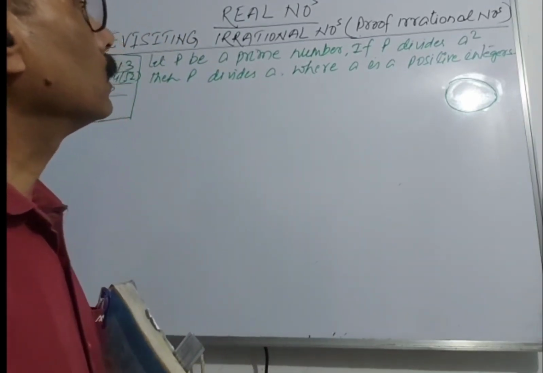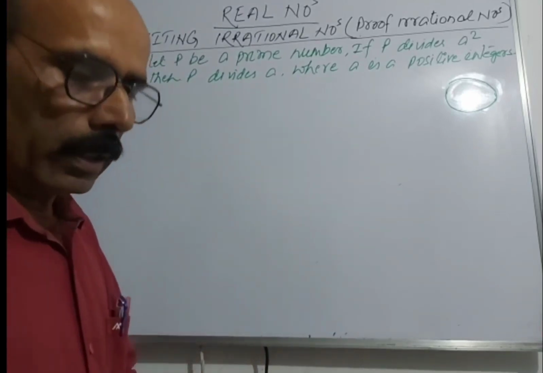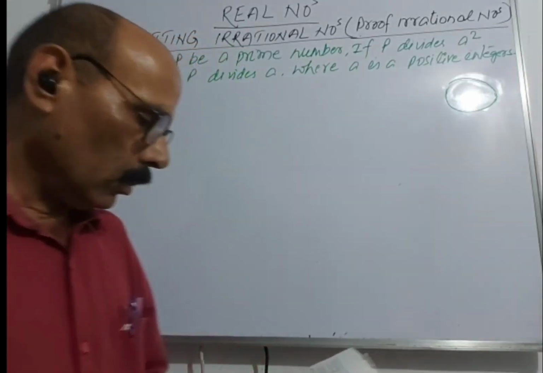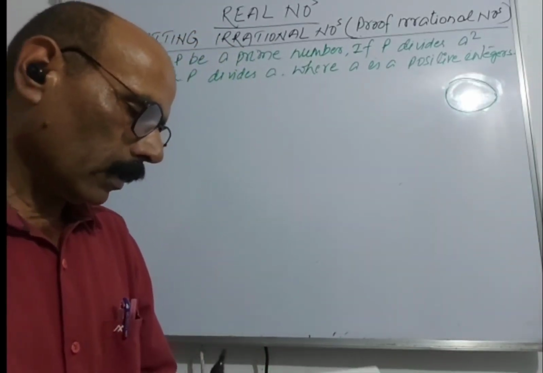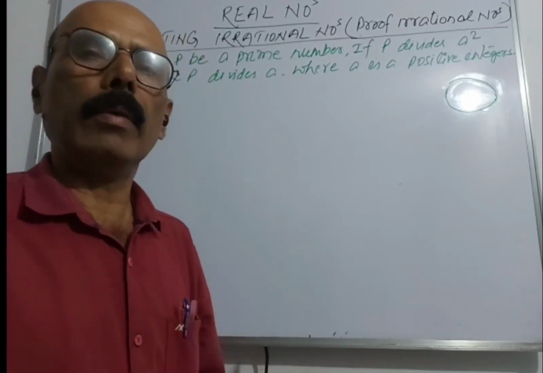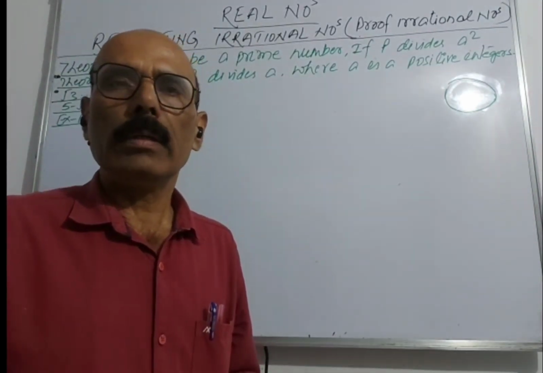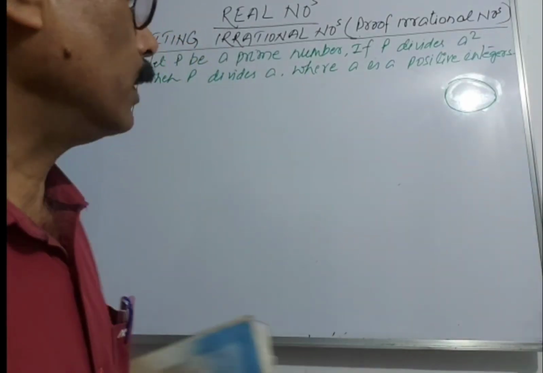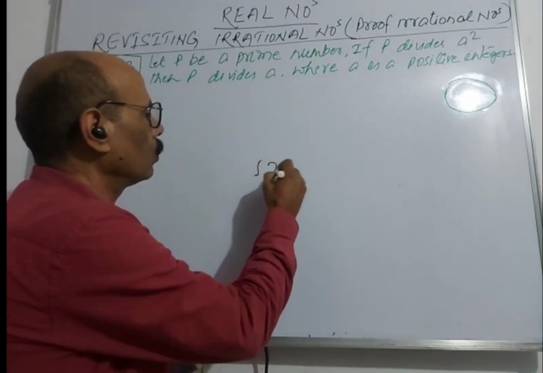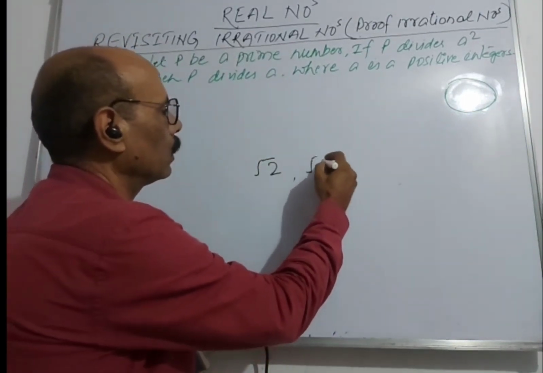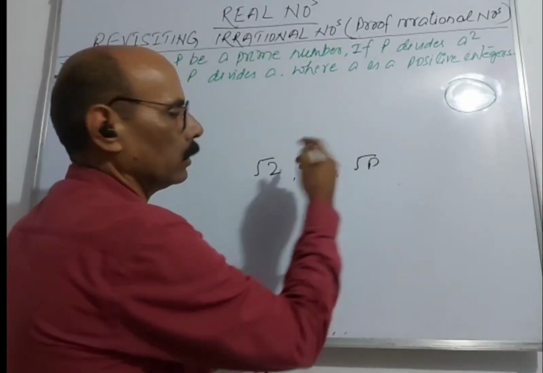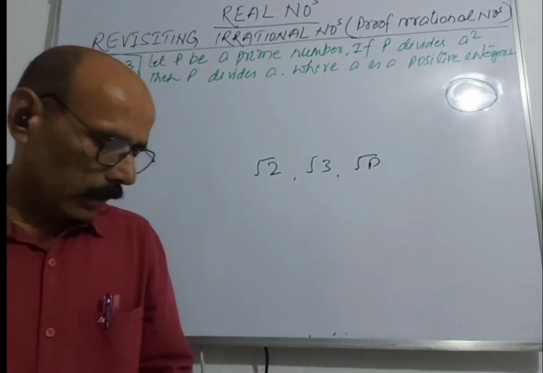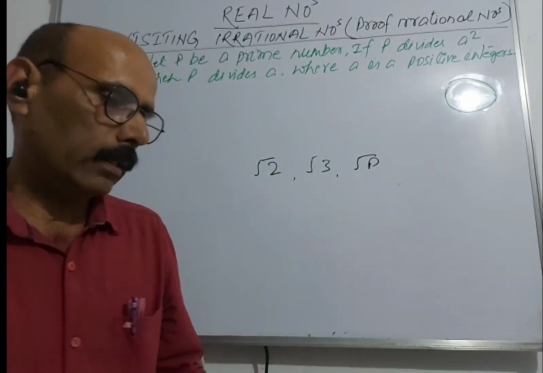Today's class is class 10th, real numbers. Some videos I have just put on this YouTube channel, you might have seen. Today's topic is revising irrational numbers. In this topic, we will prove the irrationality of numbers like root 2, root 3, root p. Now, without wasting any time, let us start.